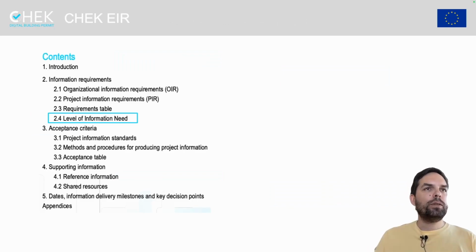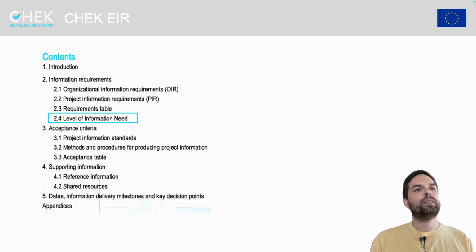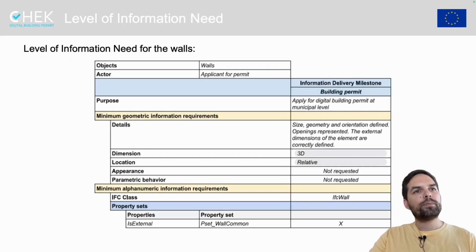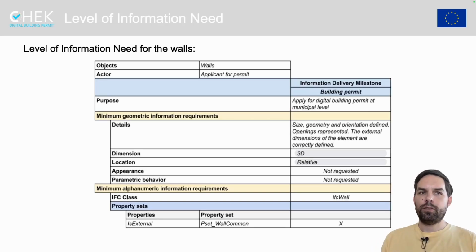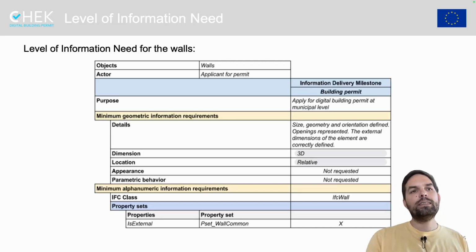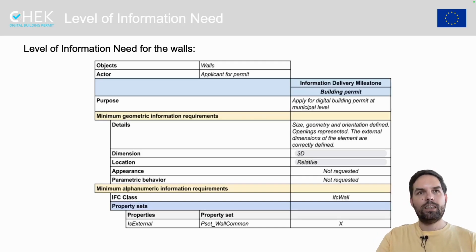So we will do a real example of the implementation from the exchange information requirements of CHEK, part of the requirements of the level of information need provided, and we will focus on these two concrete examples. The requirements for walls that we have here, where we have the minimum geometrical information and the minimum alphanumerical information, but we'll be focusing mainly on the alphanumerical information requirements, since the purpose of IDS is to specify alphanumerical information rather than geometrical information.